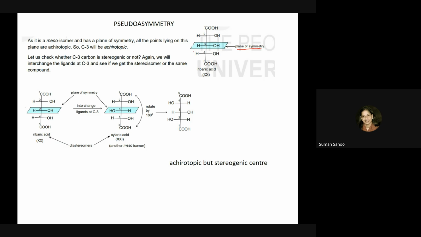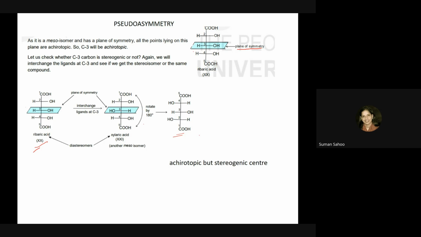So when we exchange the OH group and hydrogen, we get this molecule, and if you just check here also you have a plane of symmetry. These two are not enantiomers because they are not mirror images, they are diastereomers. And if you say, okay, I would just rotate it and check whether this is the same as the molecule XX, that is ribaric acid, that is not giving you the same structure, it is giving you a different isomer. That means the relationship between these two is diastereomers.